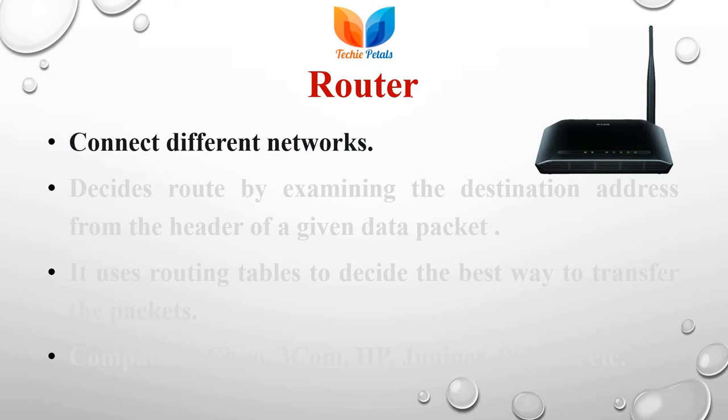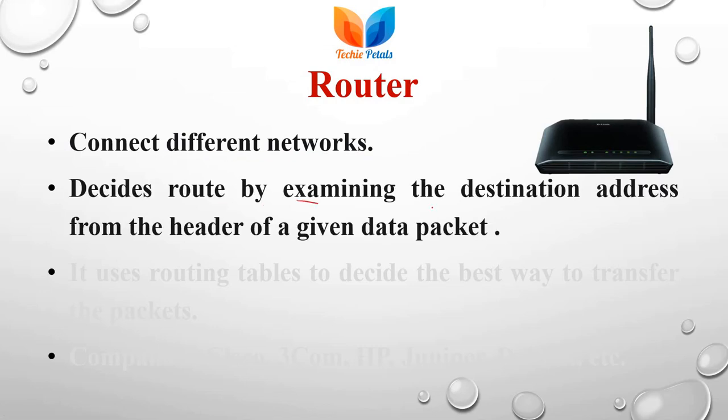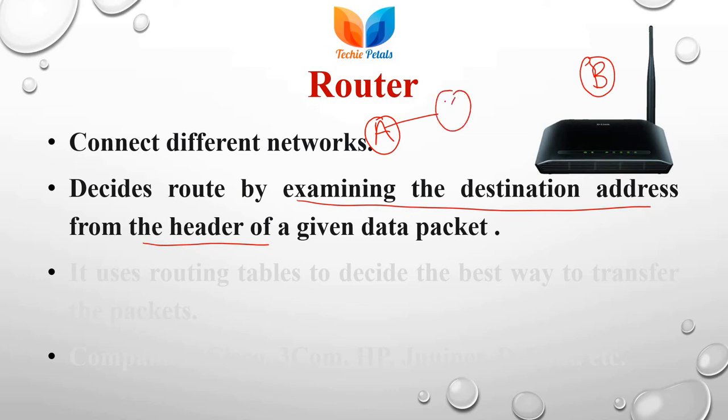So first we have the router. A router is a device that is supposed to connect different networks, and it decides the route by examining the destination address from the header of the received packet. Means if we have the source as A and the destination host as B, the router will decide the next hop or next route where the packet needs to be transmitted for successful delivery to the destination B.